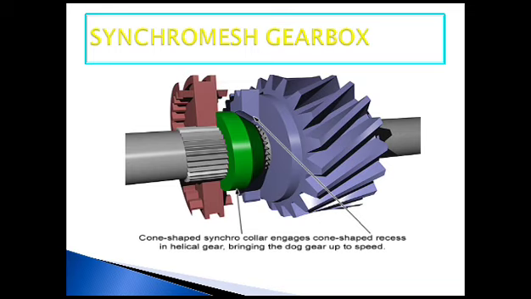The next is the synchro mesh gearbox. This type of gearbox is used in present-day manual transmission cars. In a synchro mesh gearbox, there is a special unit called a synchronizer, which will match the speed of a rotating gear so that the gears can get meshed in a smooth manner.